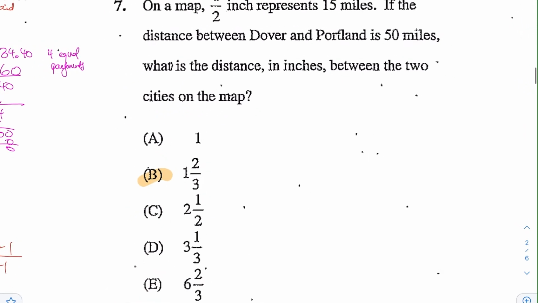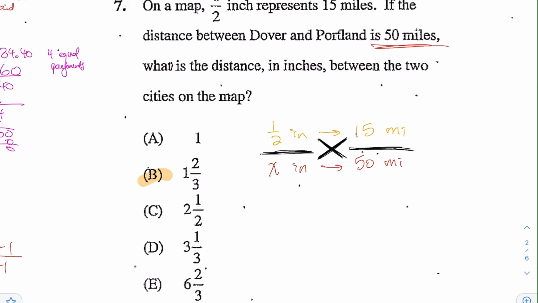Next, for number 7, on a map, half an inch represents 15 miles. If the distance between Dover and Portland is 50 miles, what's the distance in inches between the 2 cities on the map? So you know that half an inch represents 15 miles, and you want to go from Dover to Portland. The actual distance is 50 miles. So that's going to be X inches. So here, you can set up a proportion and cross multiply.